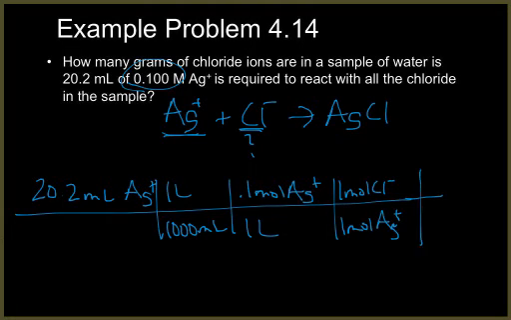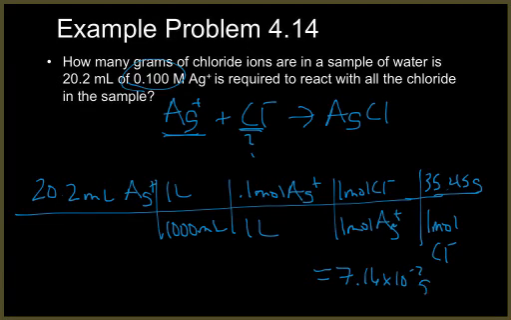This one, though, we're actually going to go all the way to grams, so I can use a molar mass, just like I did before. So 1 mole of Cl minus. I'm going to look at the molar mass on the periodic table for chlorine, which is 35.45 grams. Okay, so then what this tells me is I have 7.16 times 10 to the negative 2 grams of Cl minus.